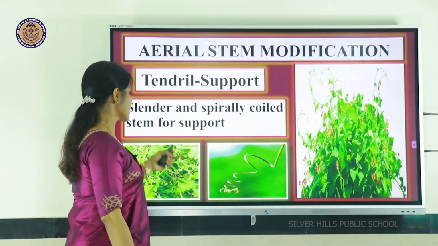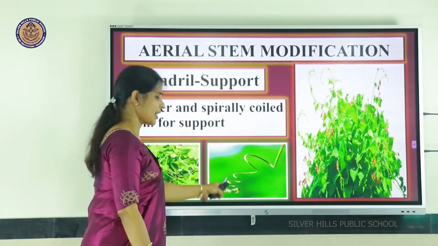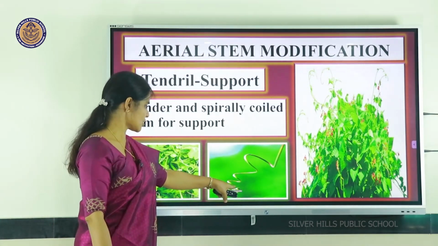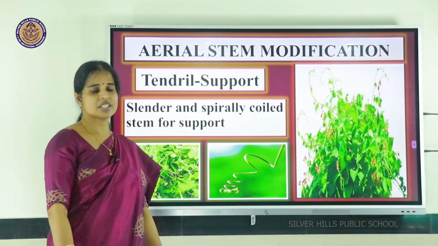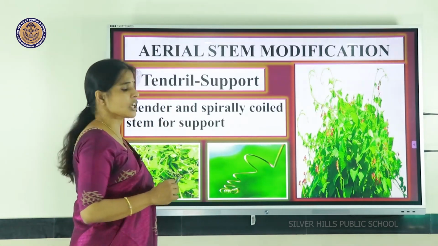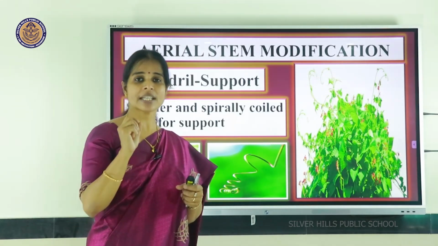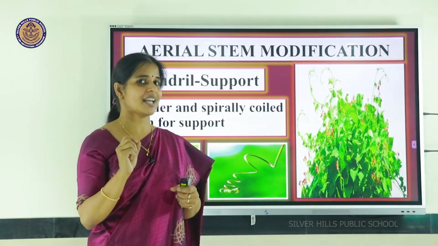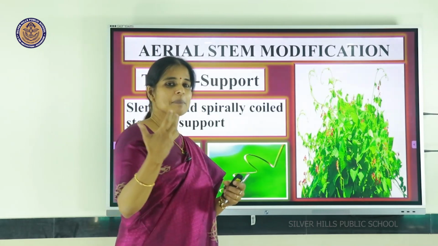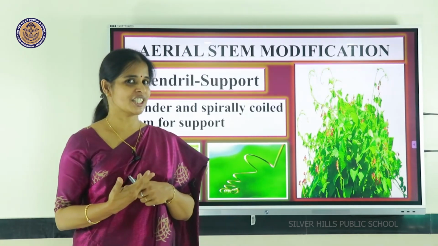So, in such cases the stem may undergo a modification by the formation of a spirally coiled spring-like structure. You can see in the picture the spirally coiled spring-like structure which is known as a tendril. Tendril means a slender spirally coiled stem that always helps for support. Can anyone give an example for such a plant which must have a tendril? Very common, certain vegetables, generally their plant parts have tendrils. Very common vegetables such as bitter gourd.